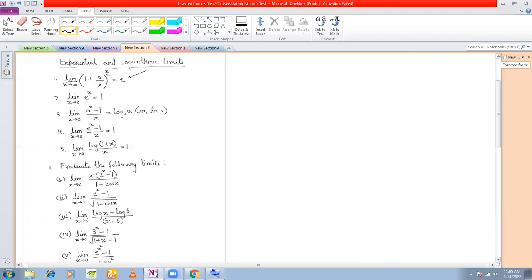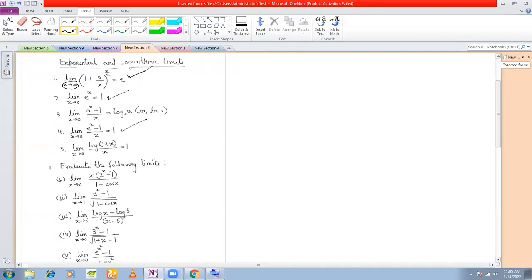So if you see, limit x tends to infinity, (1 plus a by x) to the power of x by a, will always be equal to e. And this is an easy one: limit x tends to 0, e to the power of x is equal to 1. Limit x tends to 0, (a to the power of x minus 1) by x is equal to log a to the base e, or ln a, where a is any real number.